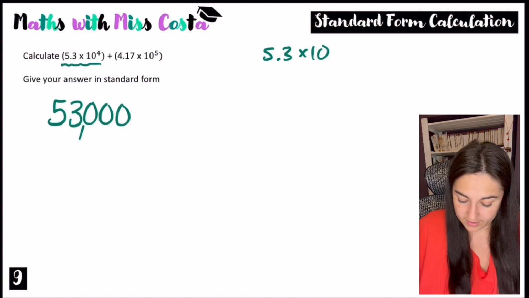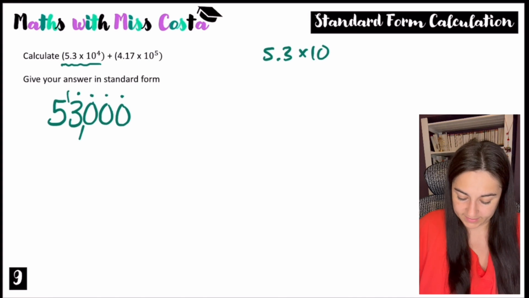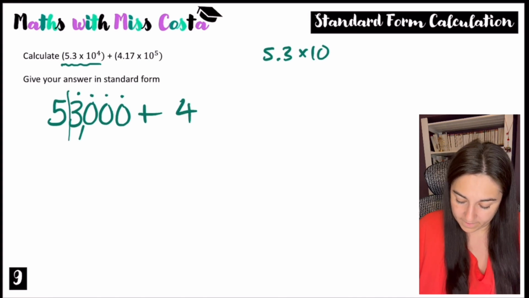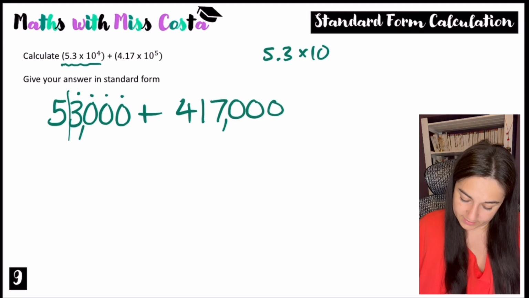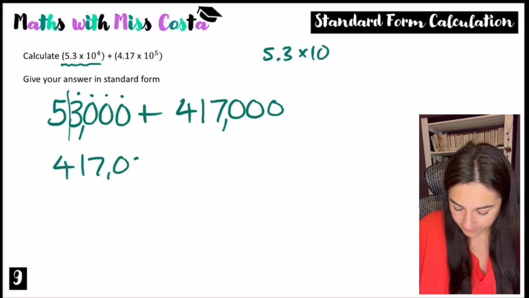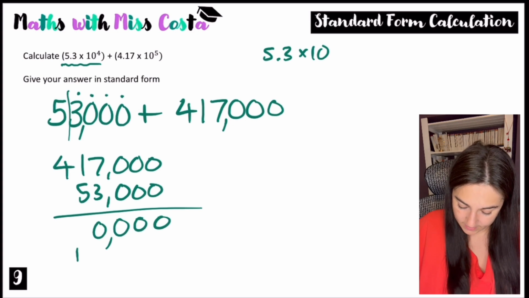Otherwise, the cheat way, the quick way, once you've done this enough times, is to count how many digits are after your first letter. So that would be 53,000 plus 4, and then 1, 2, 3, 4, 5. So 417,000. So let's add those two together, 417,000 plus 53,000. What are you left with? 7 plus 3 is 10. 1 plus 5, 6, 7, 4.